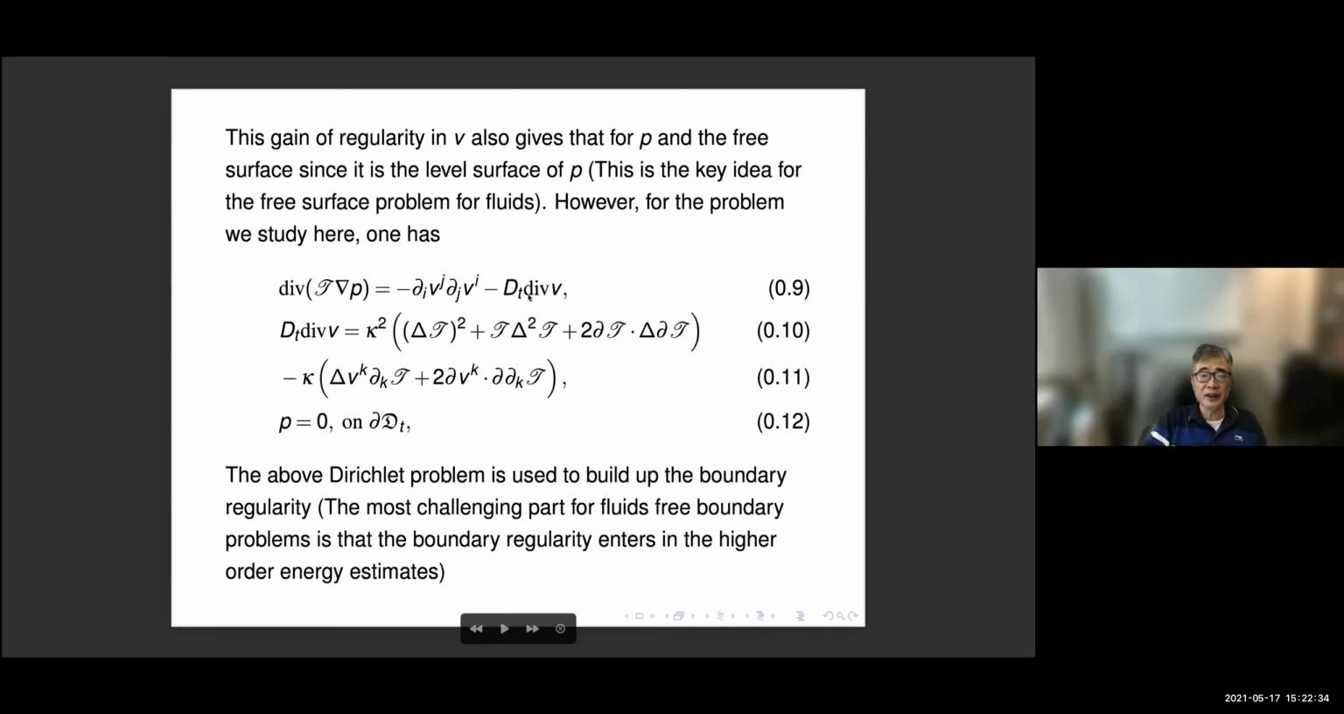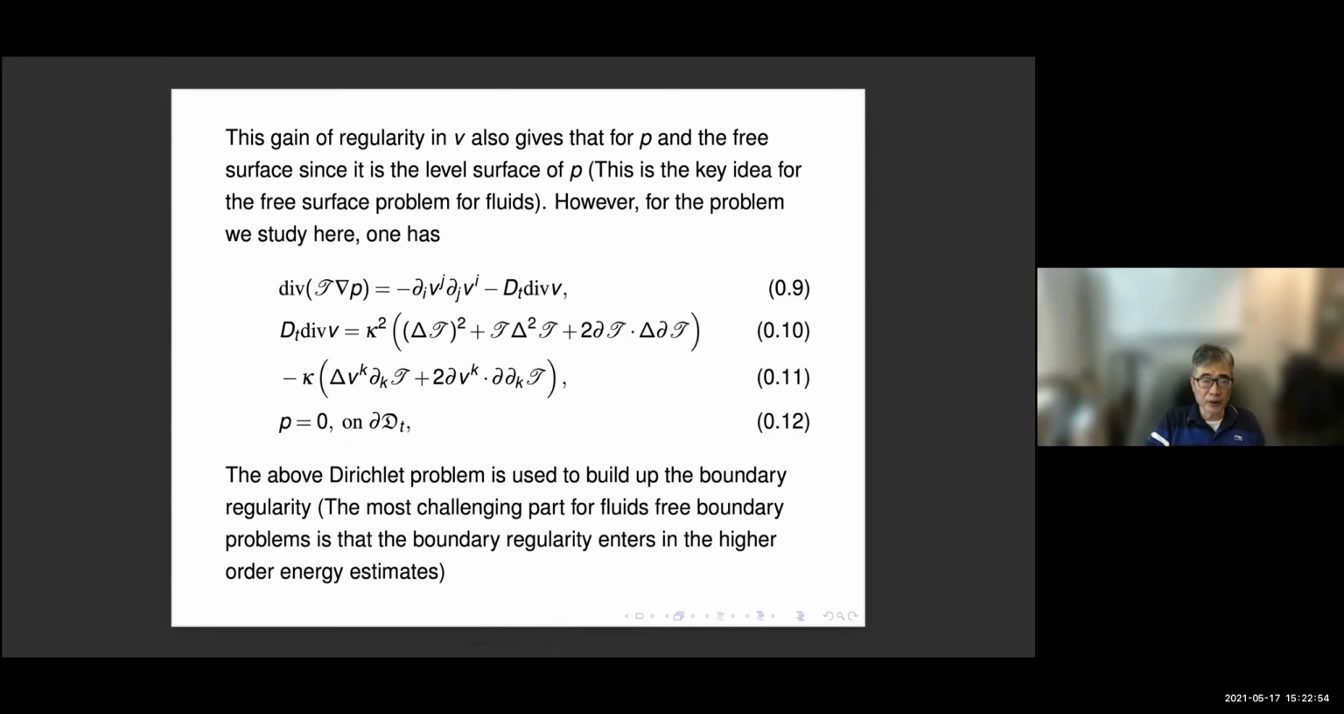It involves the space-time derivative of v, and the D_t divergence v is actually given in terms of velocity and the temperature like this. And of course, on the boundary p is still 0. So therefore, there is one more term here.